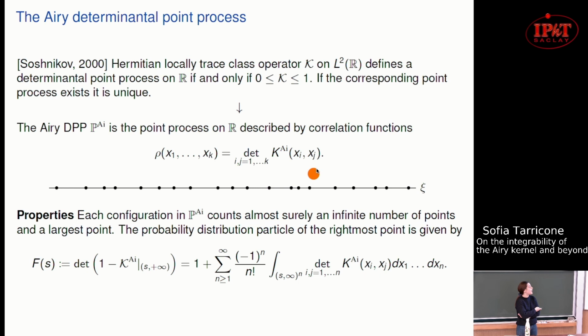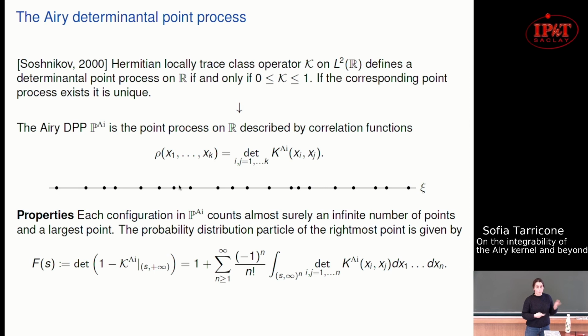Now, this determinantal point process has been studied for many years, and one of the quantities you want to study is the random configuration of points on the real line. You want to know quantities other than the correlation function, and one of the quantities that is mainly studied is the probability distribution function of the largest particle, for example, when it exists.